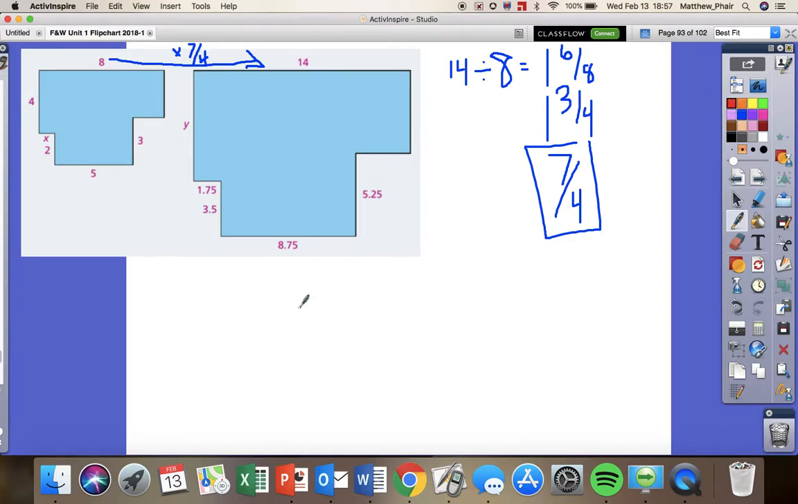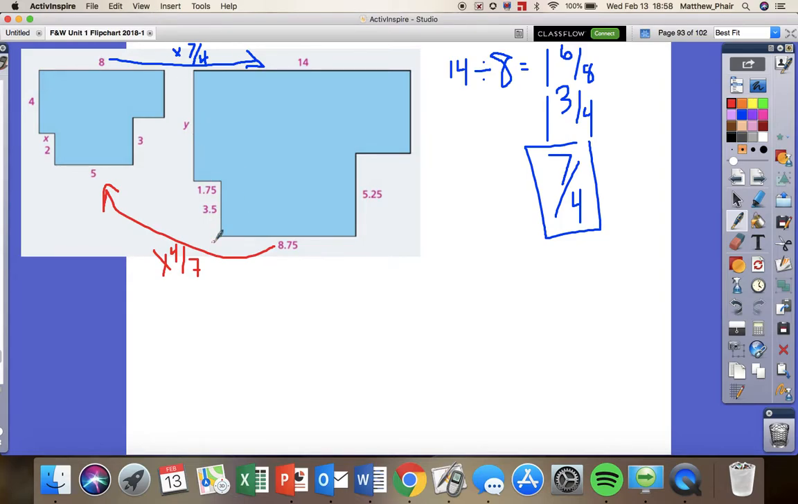Remember that when I'm dealing with shapes, when I go from the small to the large, we multiply by 7/4. Go in the other direction, then that tells me that I need to multiply by the reciprocal, which would be 4/7. So those fractions really help us to find the scale factor going back and forth.